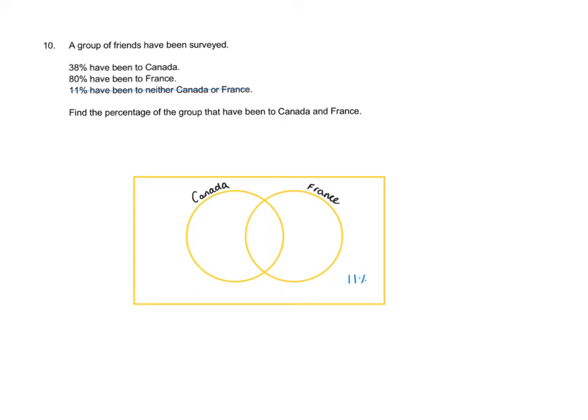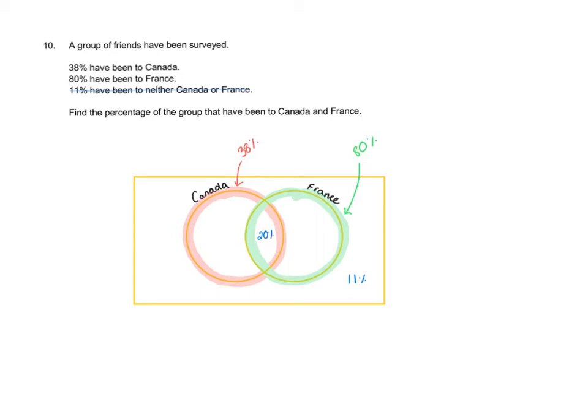We do know that there were 38% of people went to Canada, so that whole circle has to be 38%, and we know that 80% went to France, but we can't put those in straight away because we don't know how many go in the middle. The easiest way to do this is a bit of trial and error. So if I say I'm going to just randomly guess that 20% go in the middle.